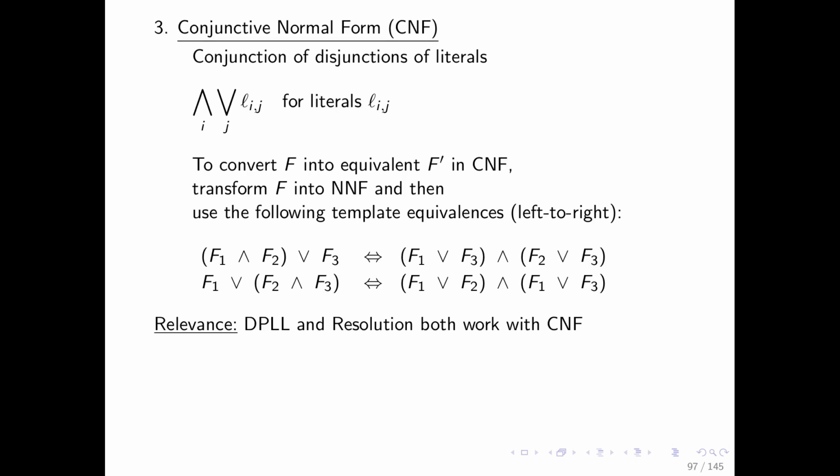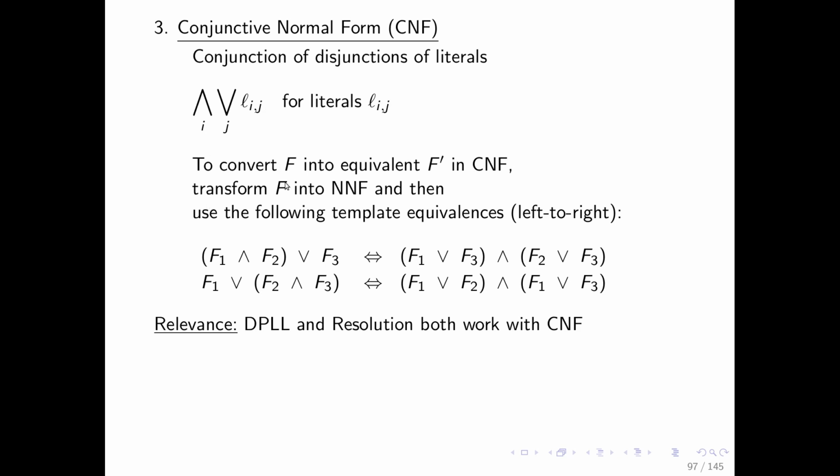So first of all, what we did is we figured out a way to put things into conjunctive normal form. So what is it? It's a matrix where every row is a disjunction of literals and the rows are conjoined together. How do we put things into CNF?